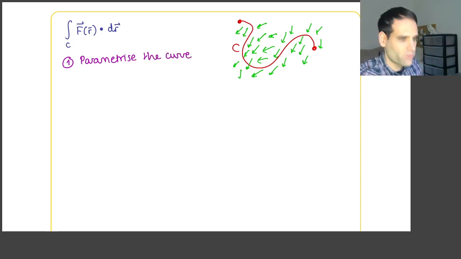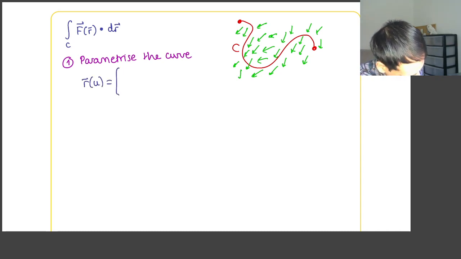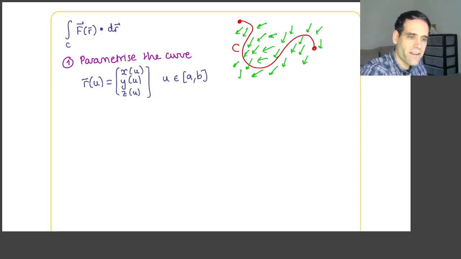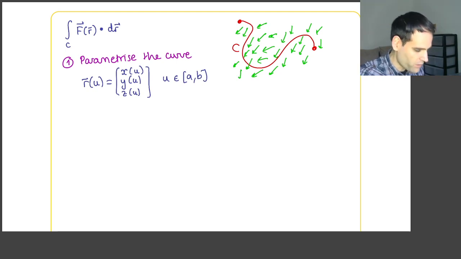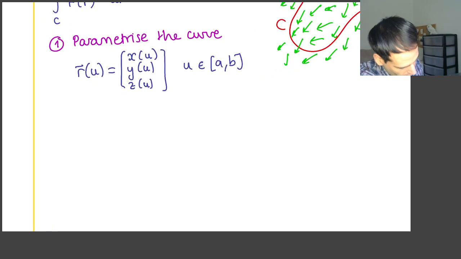This is identical to what you were doing in the previous types of integrals. So you find a vector r, which is a function of u, which is x of u, y of u, and z of u. And you find the limits of u between a and b. The only difference with respect to previous integrals is that the direction of the integral matters. Okay, so let me write it down. The direction matters.